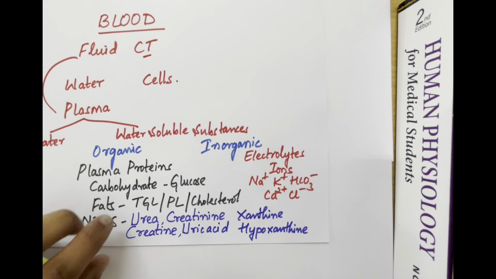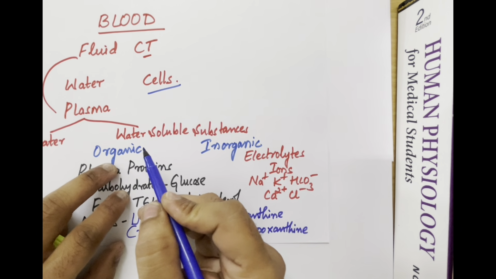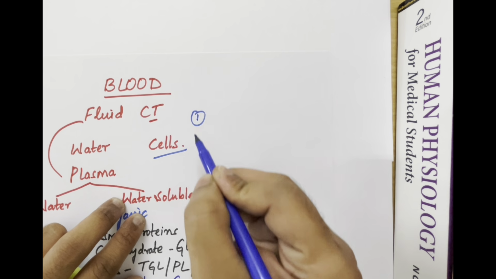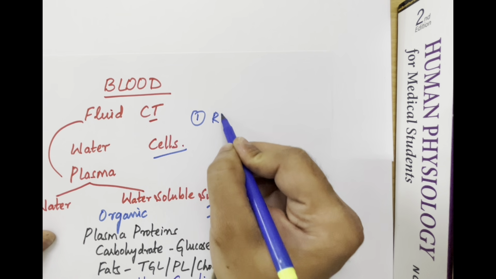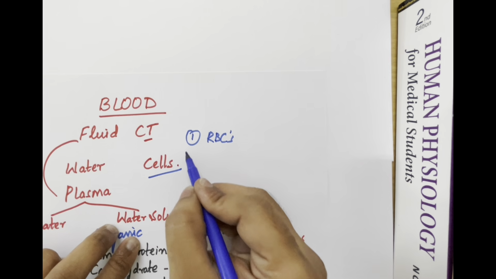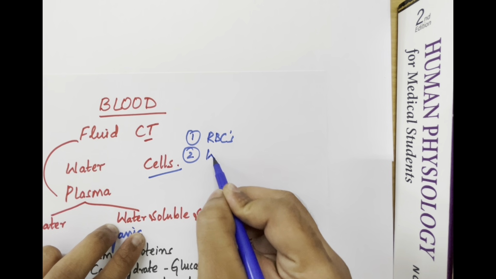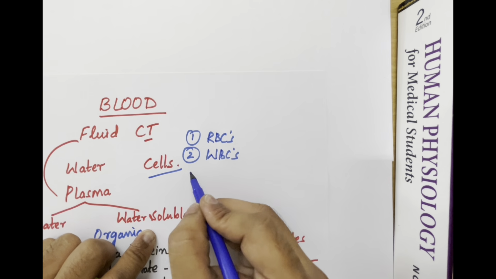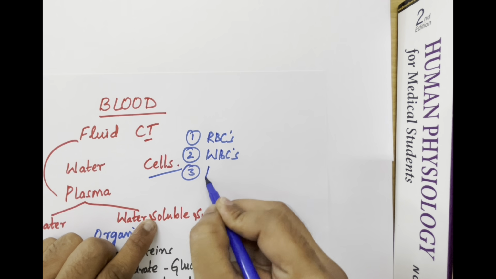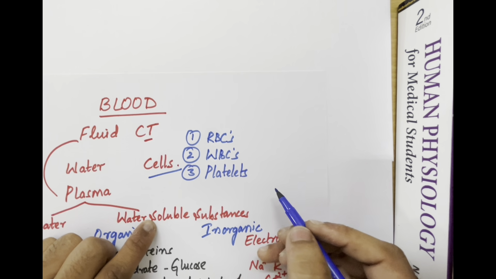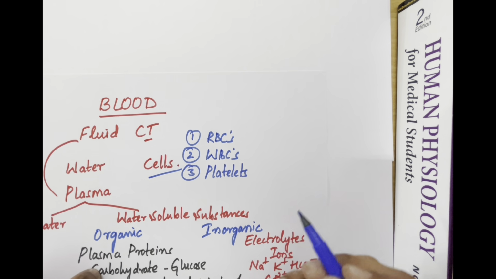What are the different cells in the blood? So there are three types of cells in the blood. One, red blood cells, also called erythrocytes. Two, WBCs, also called leukocytes. Three, platelets, also called thrombocytes.